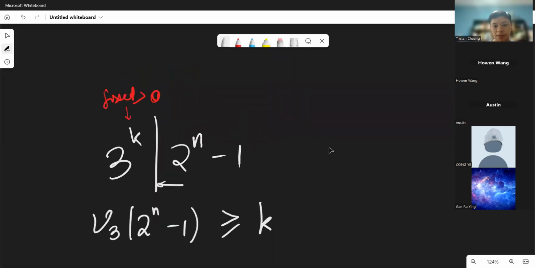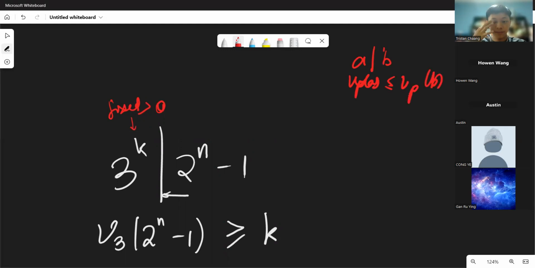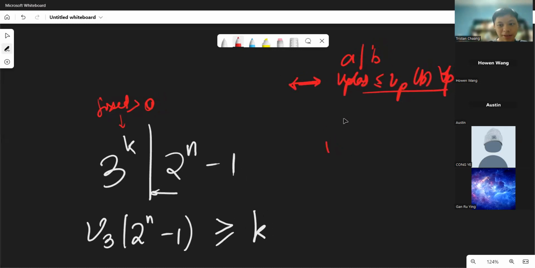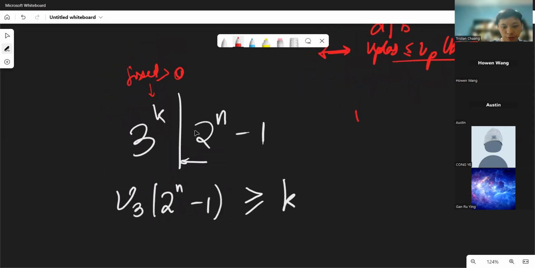So there's also another property that I should have put in the front page, but I didn't. It's like if A divides B, then VP of A should be less than or equal to VP of B. In fact, the converse is true if you include all primes P. So you can probably just write that down. Okay.